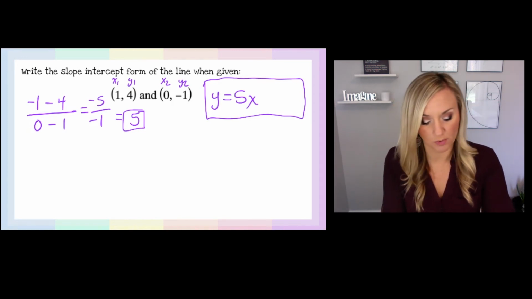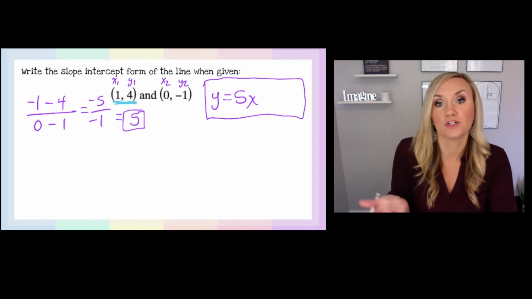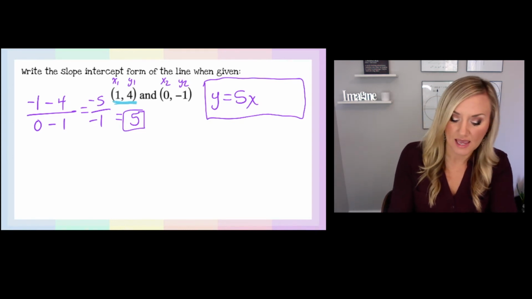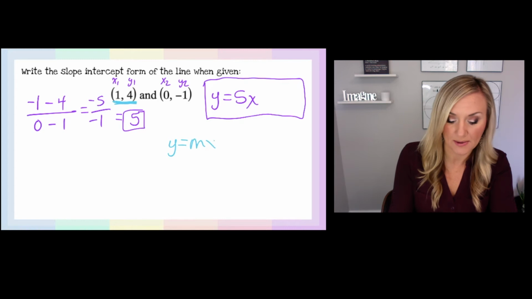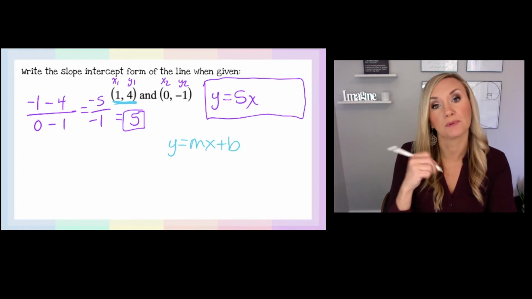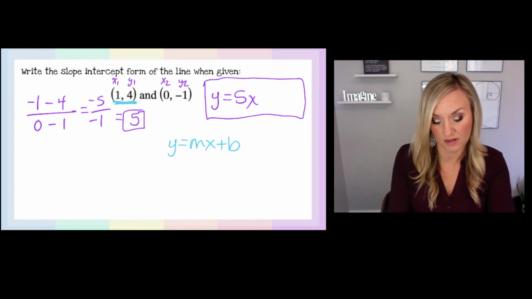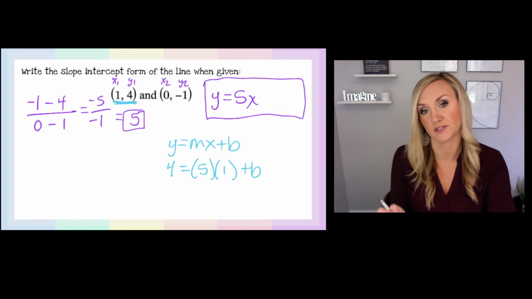So taking a look at the points, I'm going to choose (1, 4) just because it doesn't have any negatives, and I'm going to write y equals mx plus b. And I'm going to plug in what I know. I chose that point (1, 4), so y is 4. The m is 5, which was our slope. Our x is 1, and plus b.